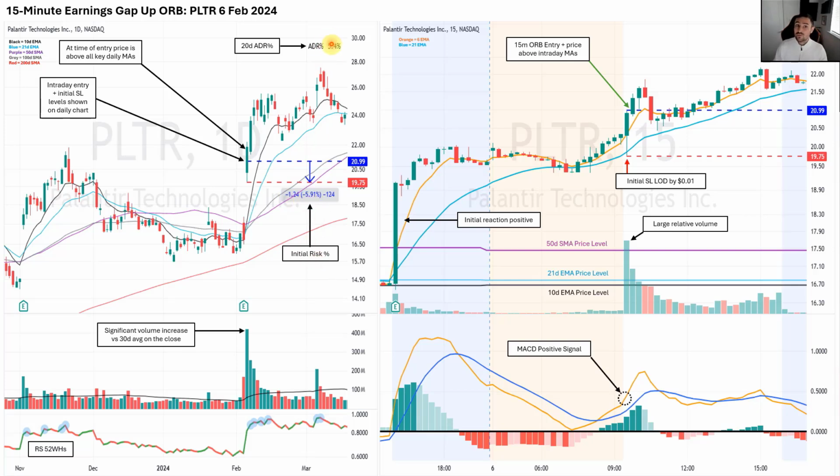Now, relative to a 20-day ADR percentage, we're just going to say it's 5.4%. Again, you've got to be gauging that. I'm just over the 20. That's kind of pushing it there. So then you've got to start going, do I really like the action?